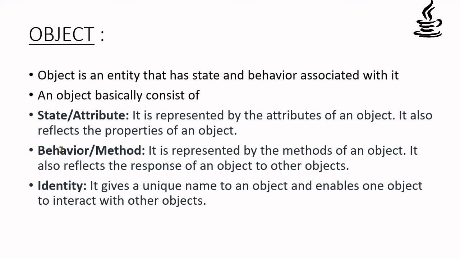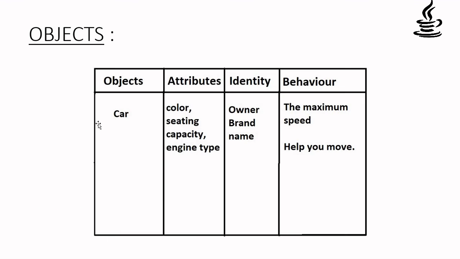one place to another. The third characteristic of any object is its identity, like the owner who owns the car or the brand of the car. By these characteristics we can identify any object. So for example, let's say we have a car as an object. The attributes of the car will be color, seating capacity, engine type, etc. The behavior of the car will be the maximum speed, or that it basically helps you move, and the identity will be the name of the owner or the name of the brand to which the car belongs. So this is the general introduction of an object.